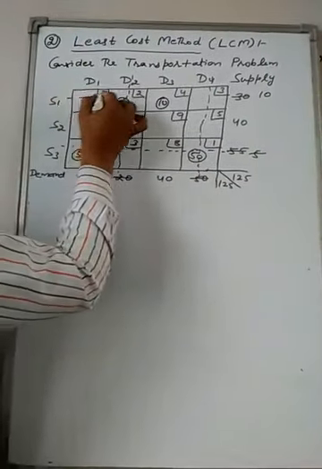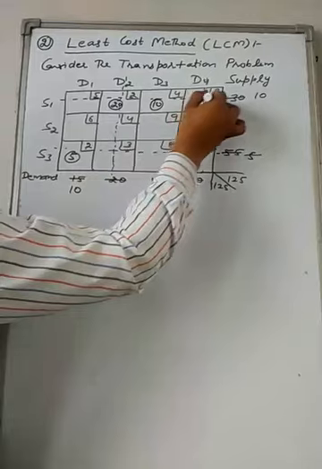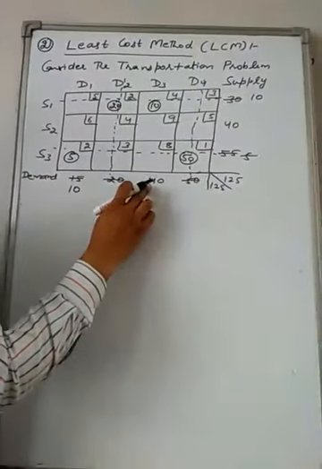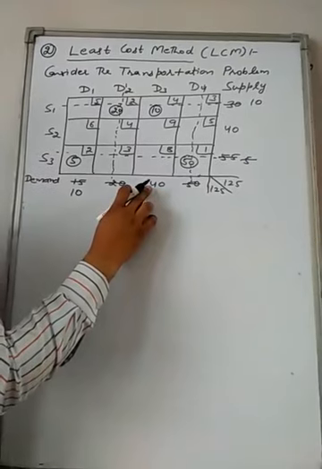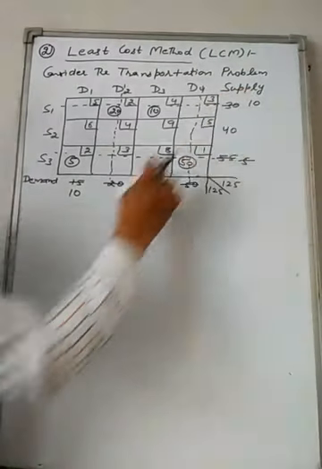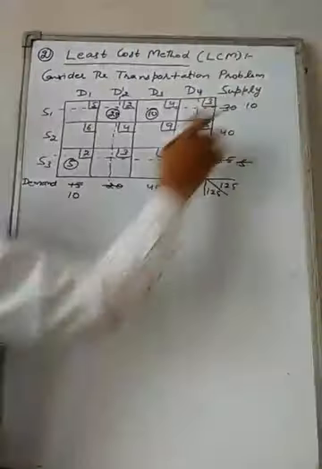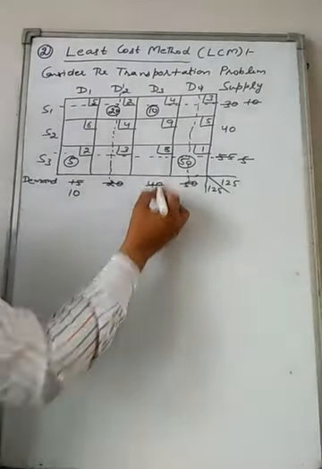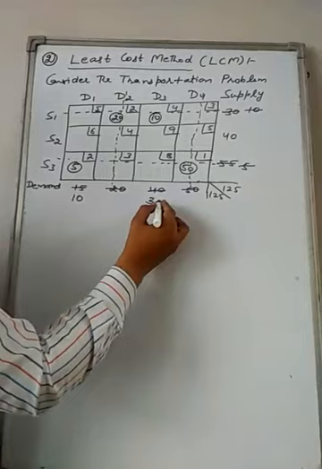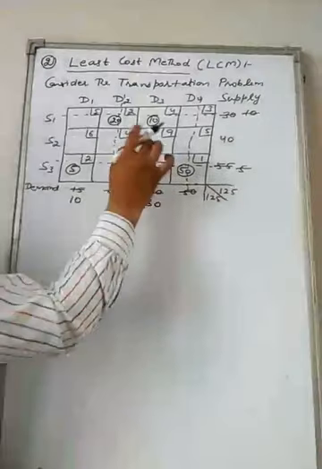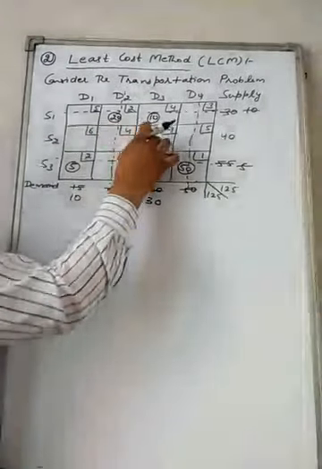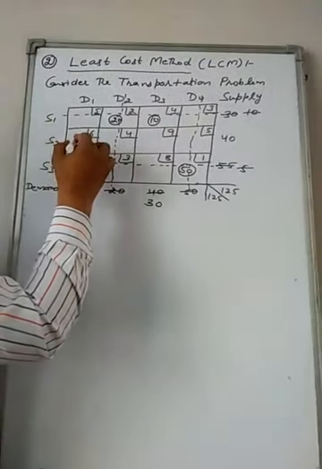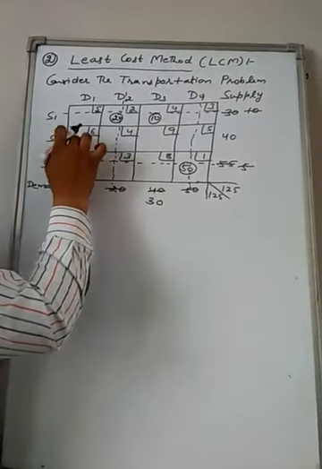Therefore, we will cross this row with dotted lines, and the demand left at destination D3 is the difference of these two, that is the difference of 40 and 10. Difference of 40 and 10 is 30. Therefore, demand left at destination D3 is 30. Now we are left with these two cells. The least cost from these two cells is this. Therefore, we will now allocate at this cell.